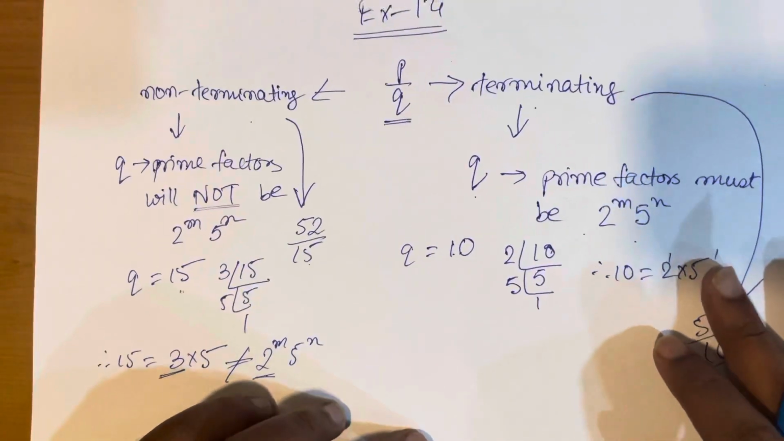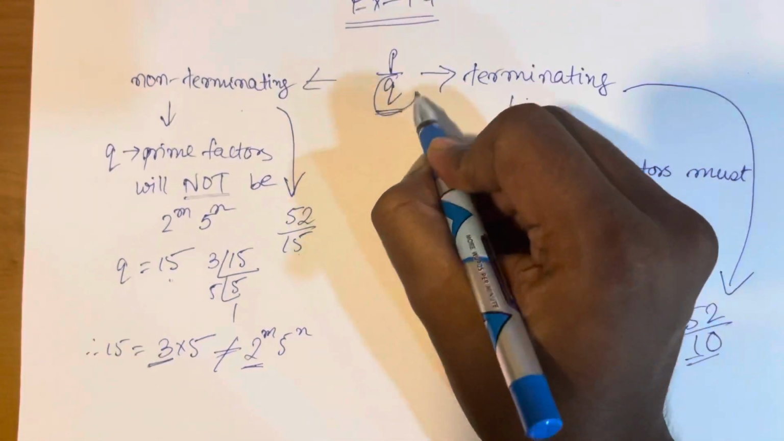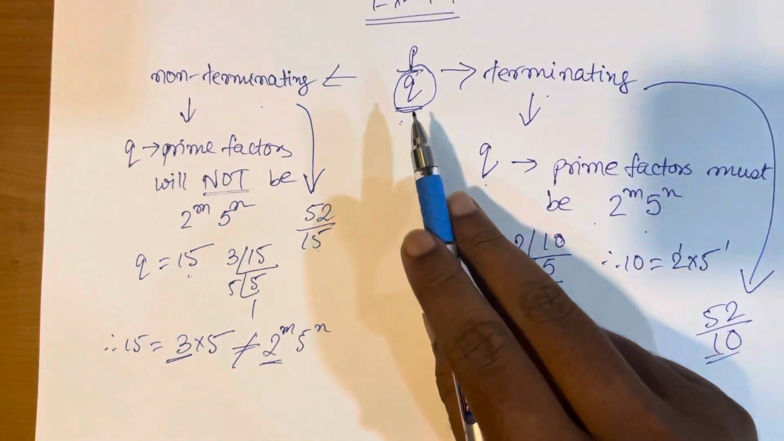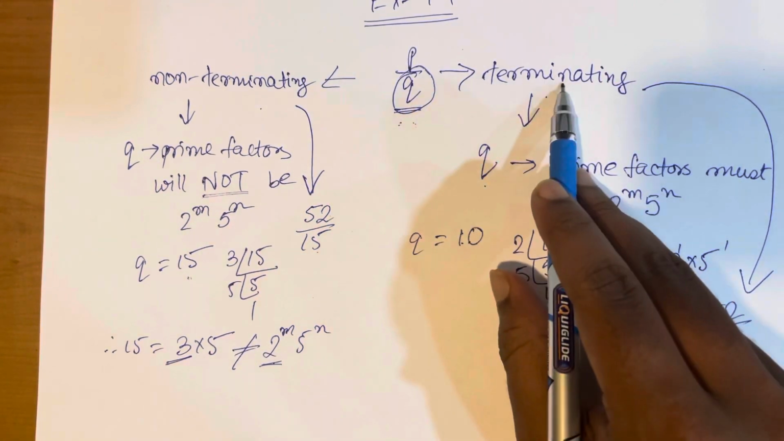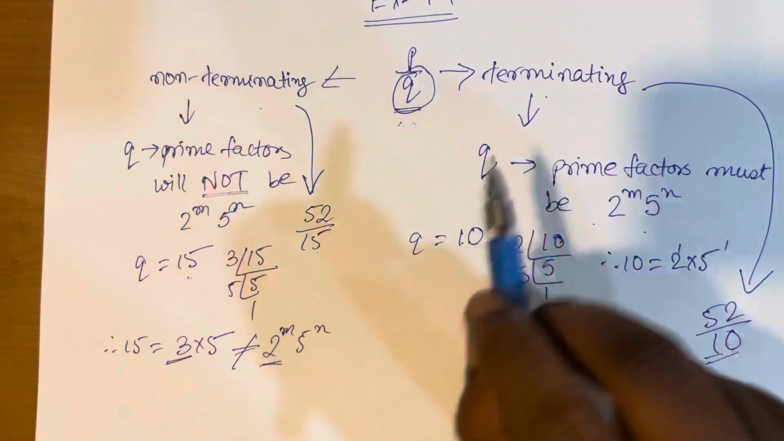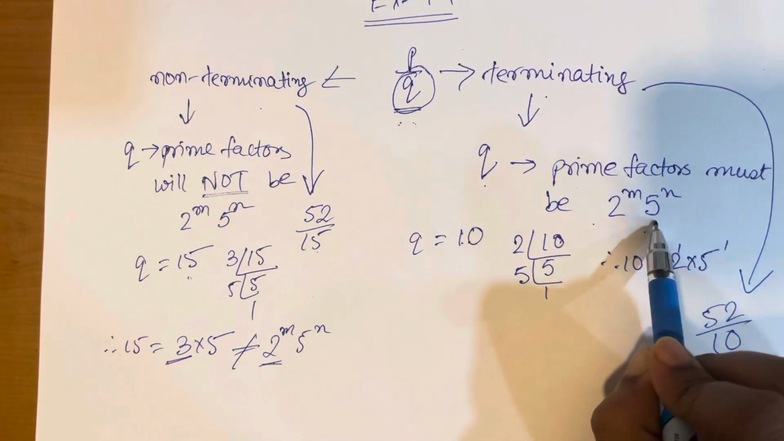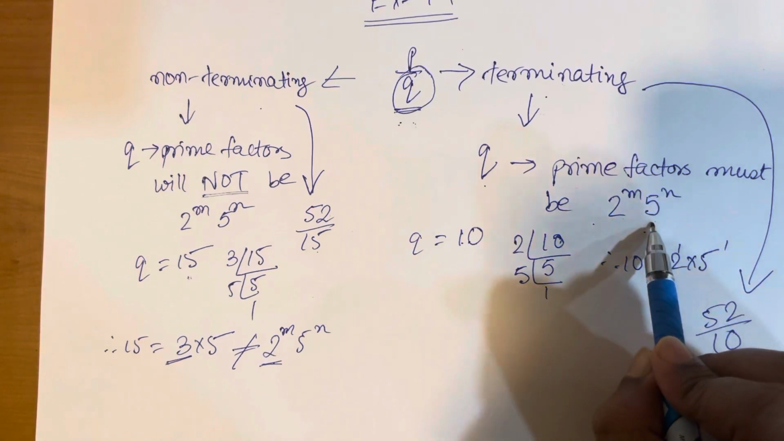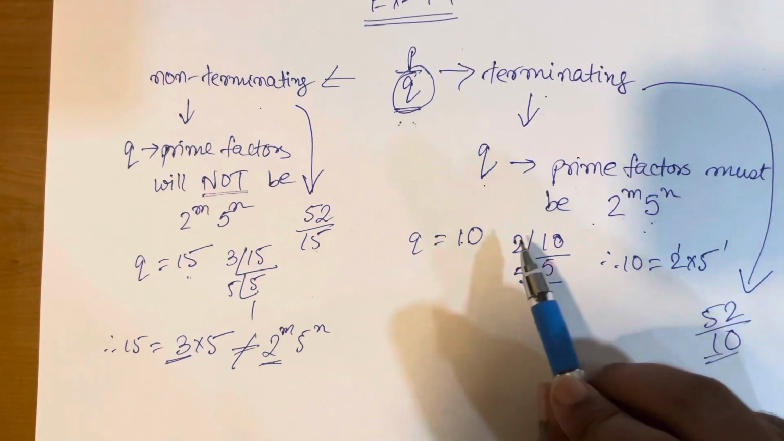So the basic idea is, if we have the denominator that is q, on prime factorization of q, the factors that we will get will determine whether it will be terminating or non-terminating. Now when will it be terminating? If the factors are only of the form 2 to the power m into 5 to the power n, that means if the factors are only 2 and 5, it can be only 2 or only 5.